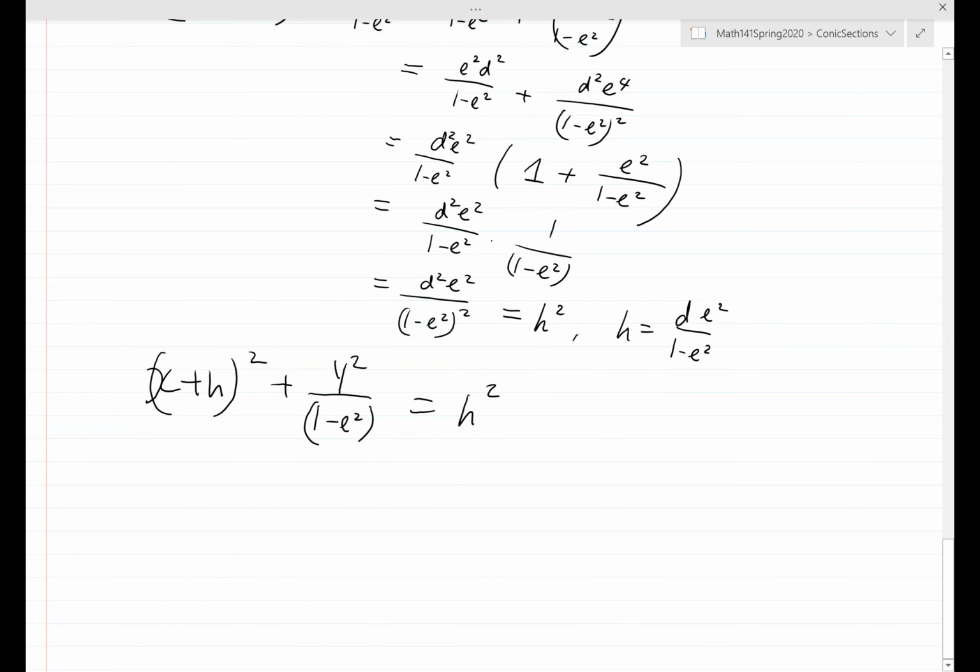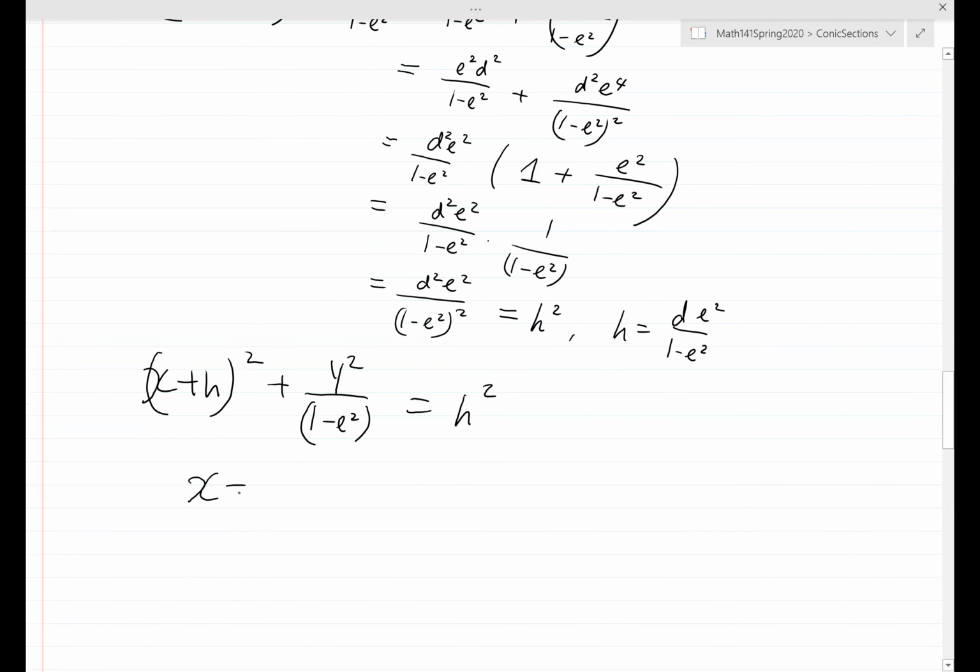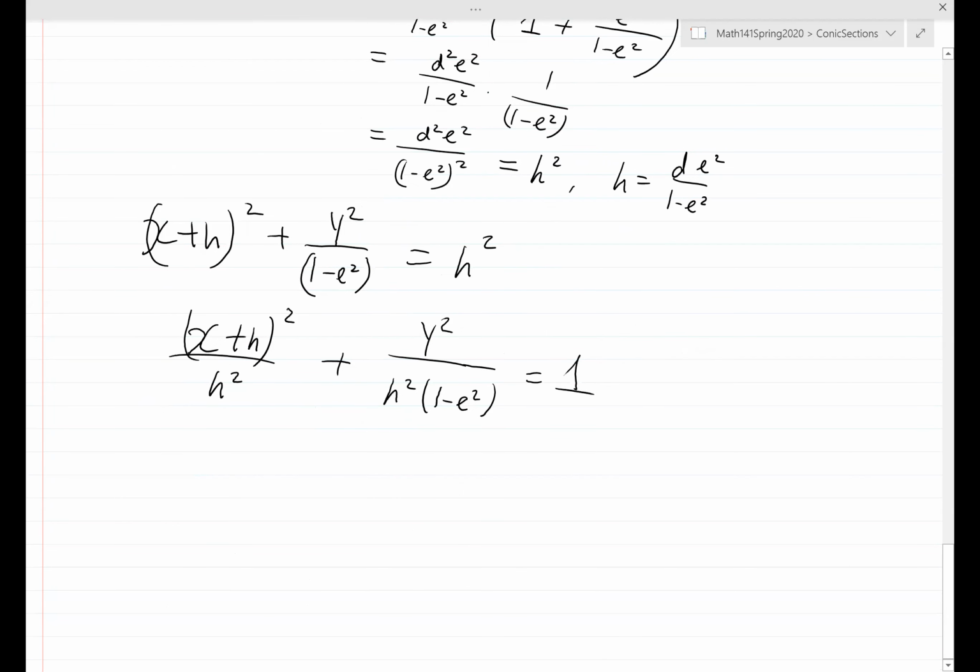So if you divide, this is (x plus h) squared over h squared plus y squared over h squared (y minus e squared), which is 1. So if you choose a squared to be h squared, and b squared to be h squared (y minus e squared). Remember, y minus e squared is positive, since e squared is less than 1. So this is positive.